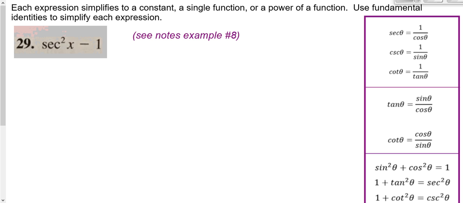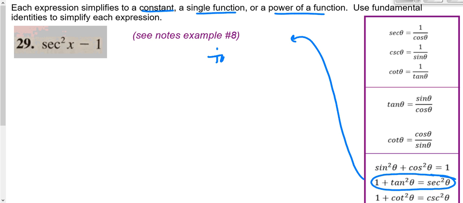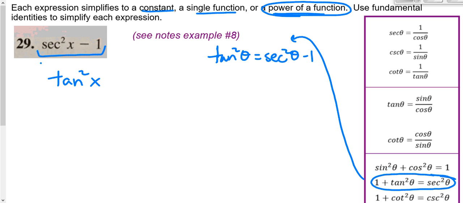29. Again, simplifying to a constant, a single function, or a power of a function. So let's take a look at our Pythagorean identities. Here's the one that has secant squared theta in it. And if we take that and subtract 1 from both sides, we're going to get tangent squared theta equals secant squared theta minus 1. So even with an x in it, same thing. This is going to be equal to tangent squared x. And that is a power of a function. So that's it.